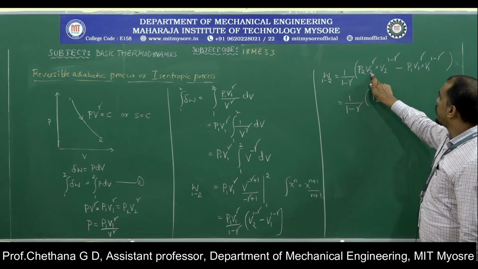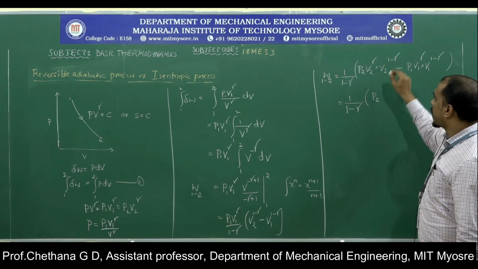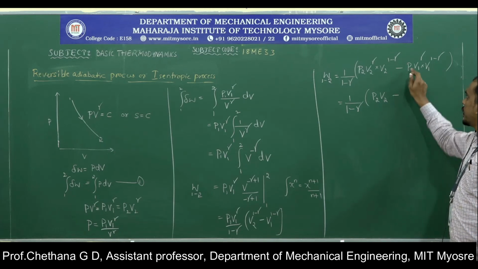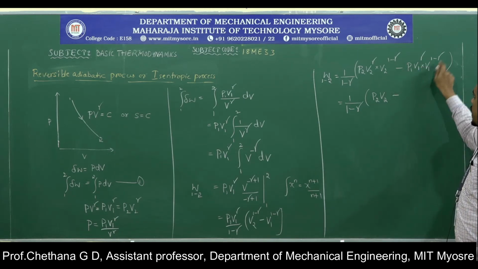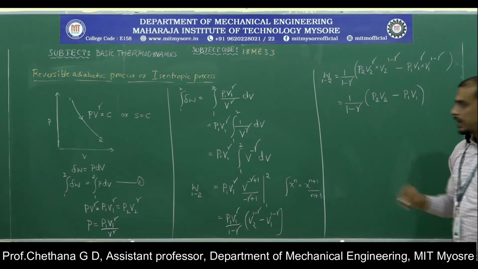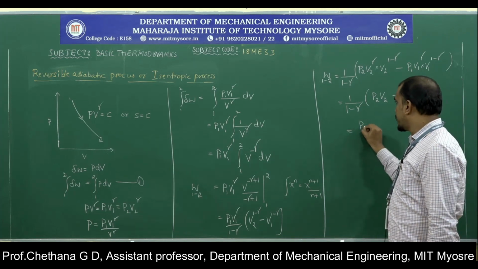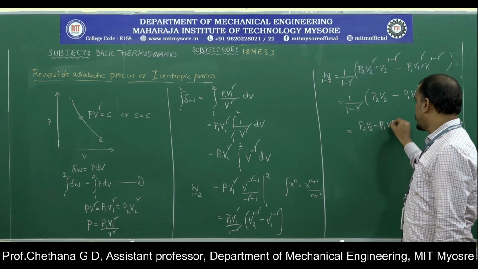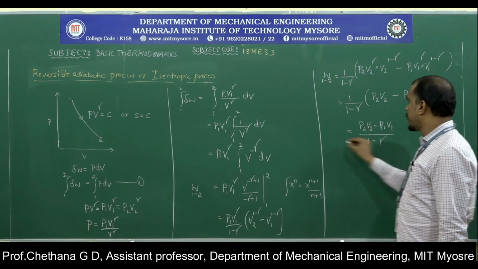P2, then V2 power gamma, V2 power minus gamma cancels out. What you will remain with is V2. Then V1 power gamma and V1 power minus gamma cancels out. Then what you will remain with is P1 V1. Then this is the equation which we are looking for, P1 V1 divided by 1 minus gamma.